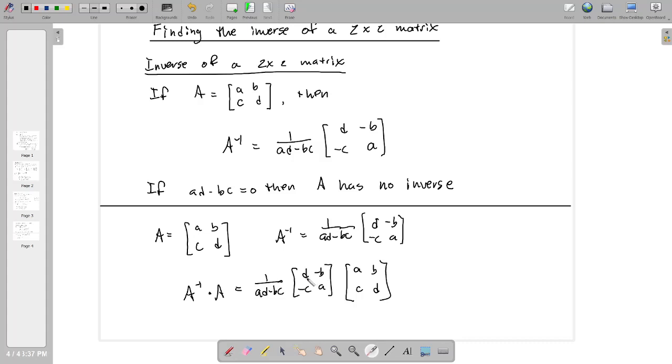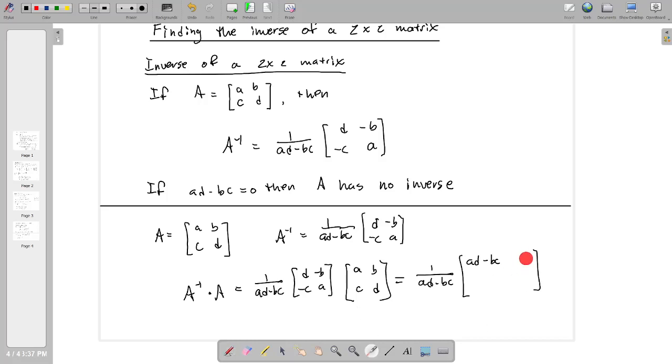Now, when we do this multiplication, remember, I'm going to leave the fraction out for now. For our matrix, first row, first column will be the first row of A inverse times the first column of A. D times A plus negative B times C. So we get AD minus BC.